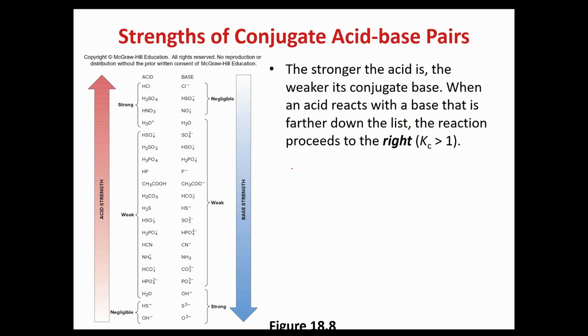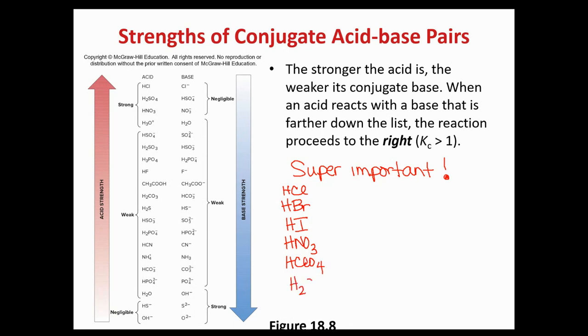I'm going to do something super important: the stronger the acid is, the weaker its conjugate base. And this will have some critical information for us later. So if I can do this without messing up: HCl, HBr, HI, HNO3, HClO4, H2SO4, HClO3, that's the borderline one, so I won't put that on your test.